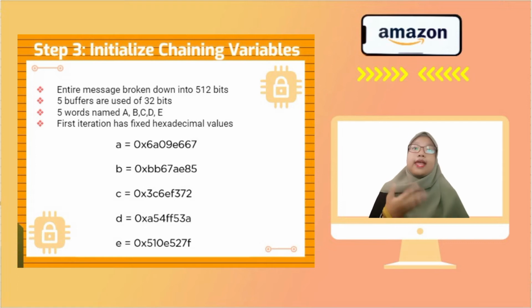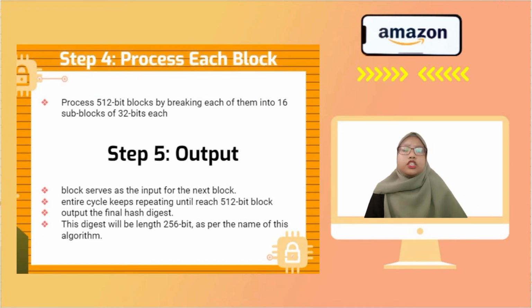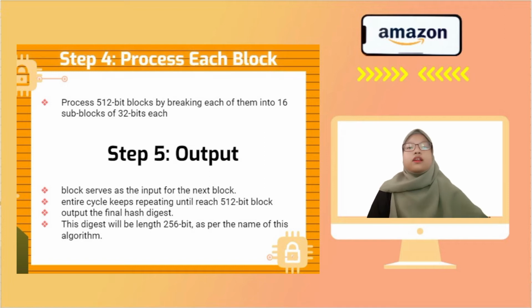The entire plain text message can now be broken down into blocks of 512 bits each. SHA families use buffers of 32 bits each, named A, B, C, D, and E. Moving on, we have to process each of the 512-bit blocks by breaking each of them into 16 sub-blocks of 32 bits each. Last but not least, output.